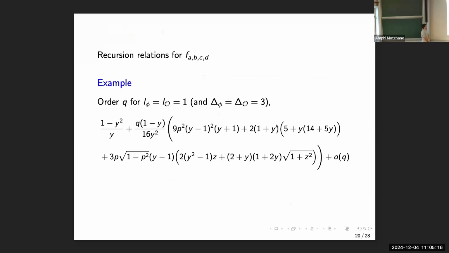This is just an example, for some fixed local operator, of a block written in the series expansion.